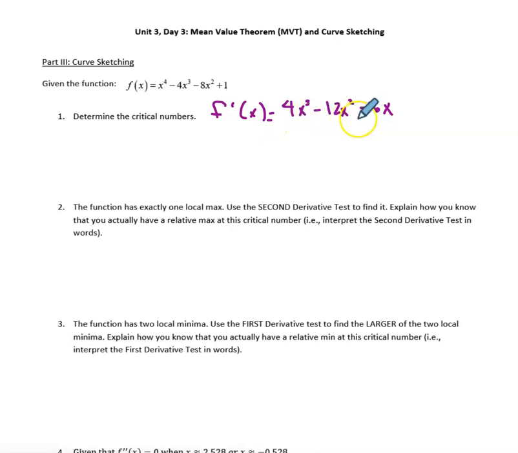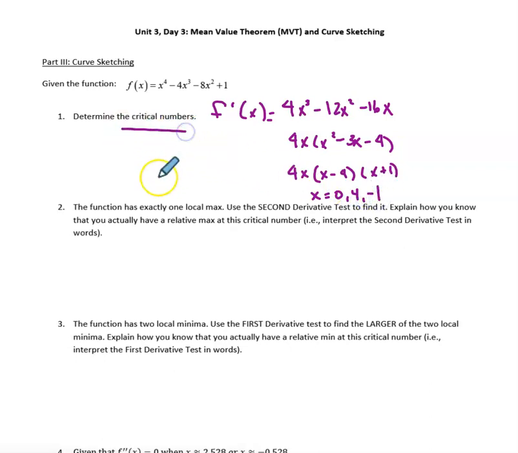So we really just need to find the zeros of this cubic function, and I'm going to do that by factoring. Factor out a 4x leaves me with x squared minus 3x minus 4, and if I further factor, I get 4x times x minus 4 times x plus 1, and my zeros are going to be at x equals 0, 4, and negative 1. Those are the three critical numbers of the function.